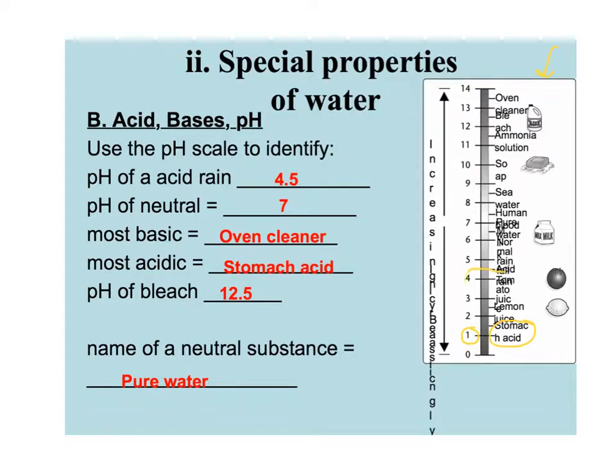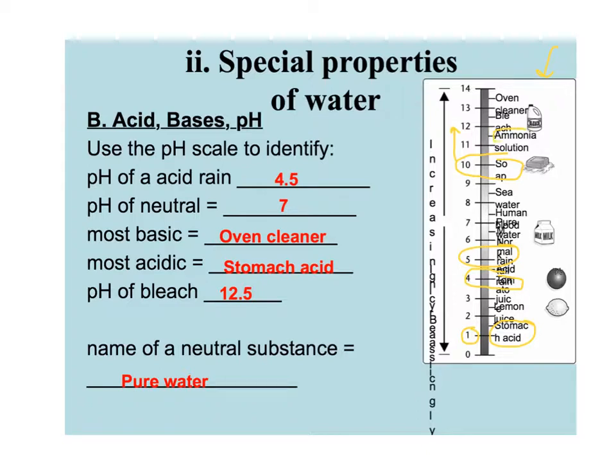Tomato juice is a 4. You know, that's pretty acidic, but obviously it doesn't hurt you. Acid rain is like a 5. Soap, that's basic, and it's a 10, but, you know, soap is not going to hurt you. But as you go up higher on the pH scale, it's going to get more and more basic. These become more and more dangerous.